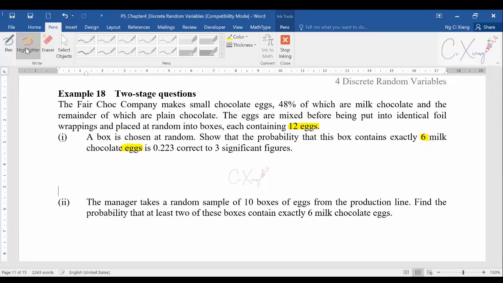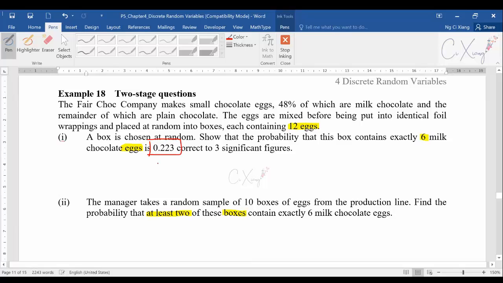Then when you proceed to the next part, they are talking about finding the probability that at least 2 of these boxes. Just now they were talking about eggs, but now in the second stage they are talking about boxes, not eggs anymore. So please go and figure out how you can write it out and get the correct answer. For me, I'll give you this answer. Of course, this answer will be 0.223. It's very simple.